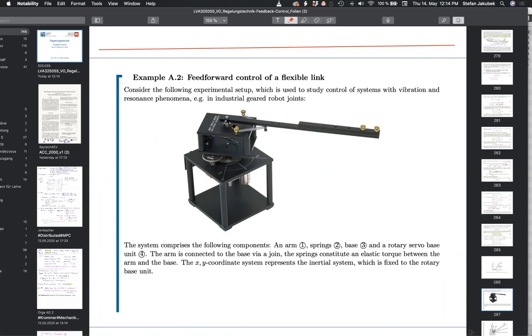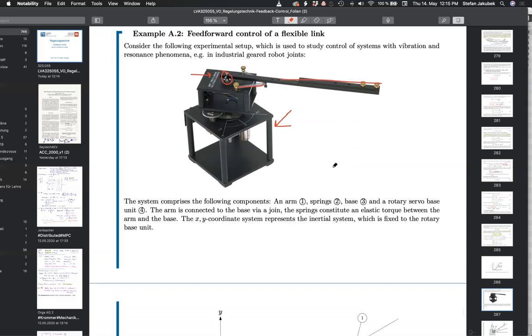Maybe recapitulate mechanics, equations of motion. Obviously, it comprises 3 different parts. This is the base unit, which we call the servo. We also use it for other experiments. You are going to see this in your lab class because we are going to use it to drive an inverted pendulum. So you're going to see this again. Then there is some kind of base, which has an inertia, of course. And then we have this rod here, which is mounted by this joint. And then we have some springs that cause this vibrating behavior, okay?